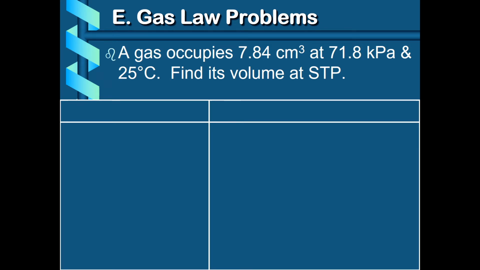So let's do this last problem. A gas occupies 7.84 cubic centimeters at 71.8 kilopascals and 25 degrees Celsius. Find its volume at STP.